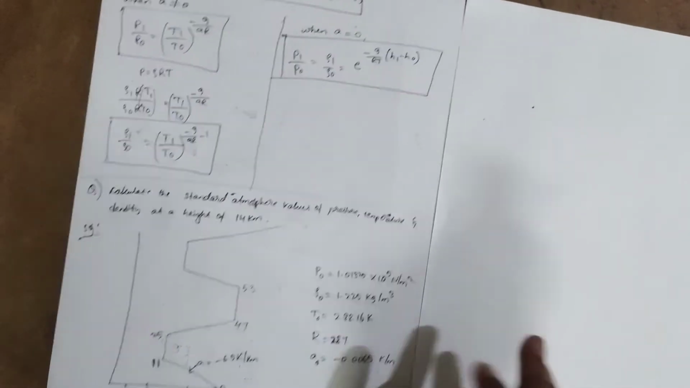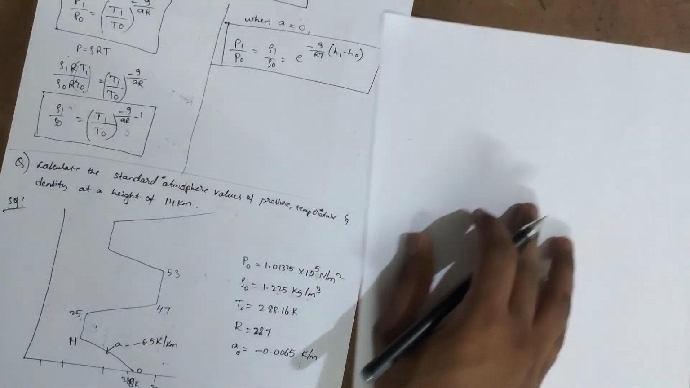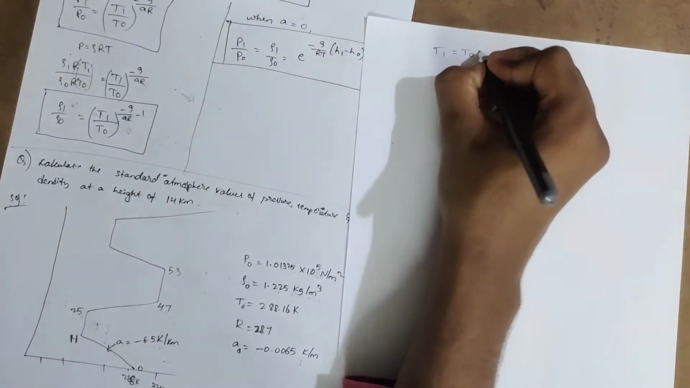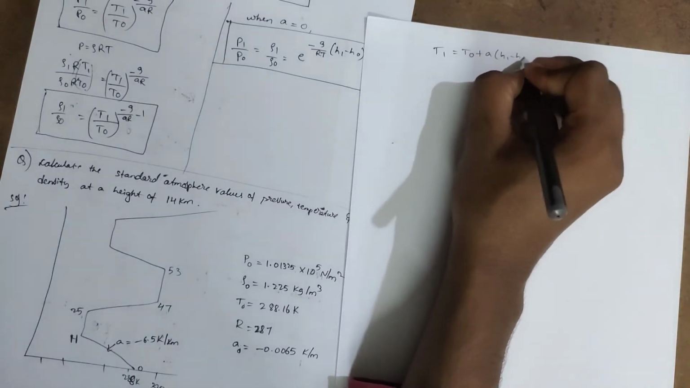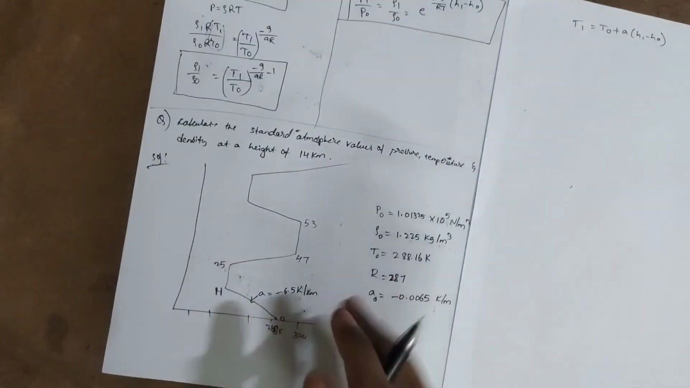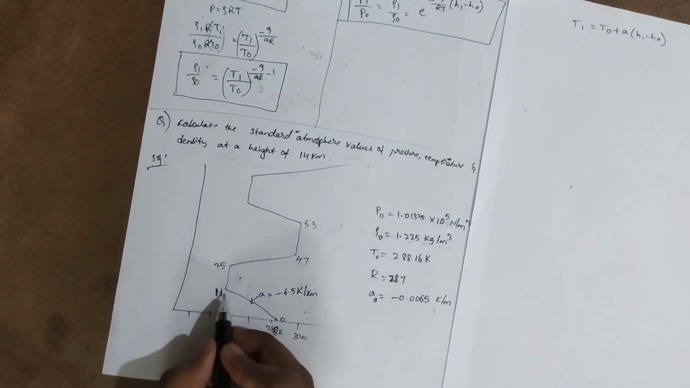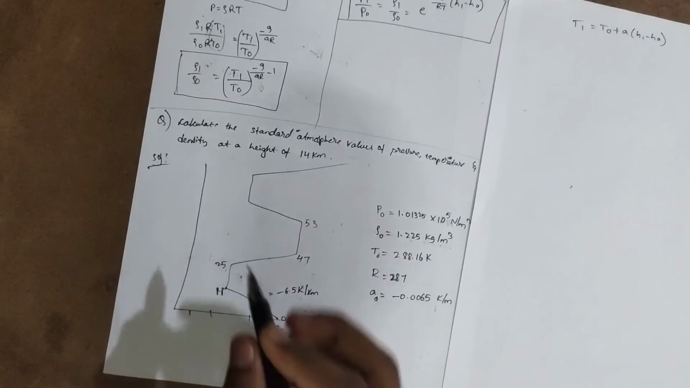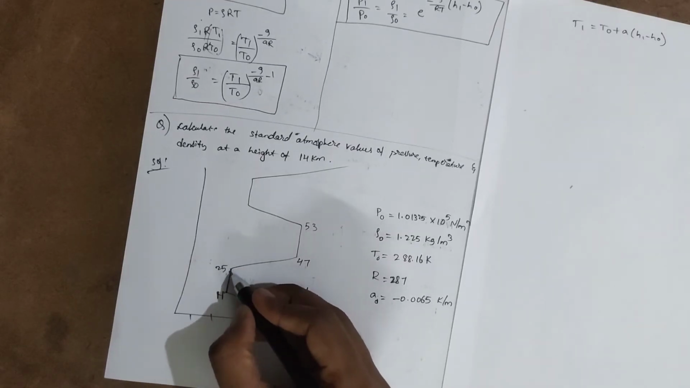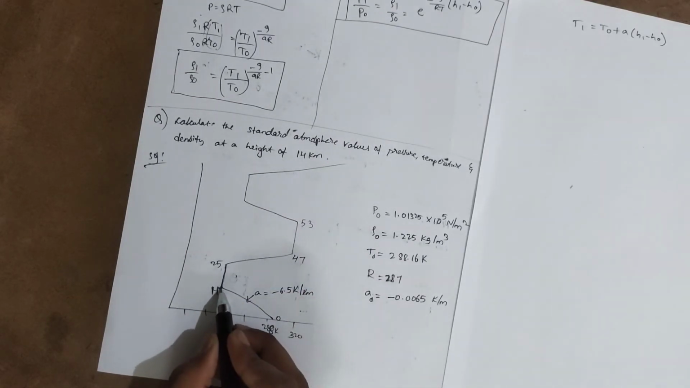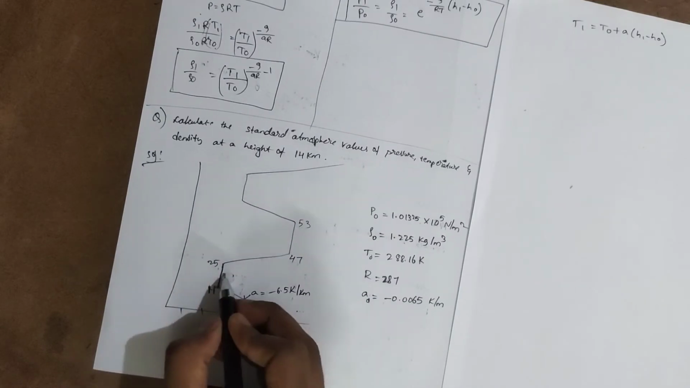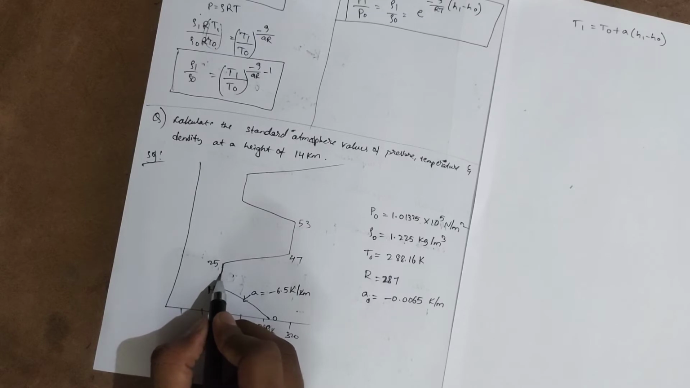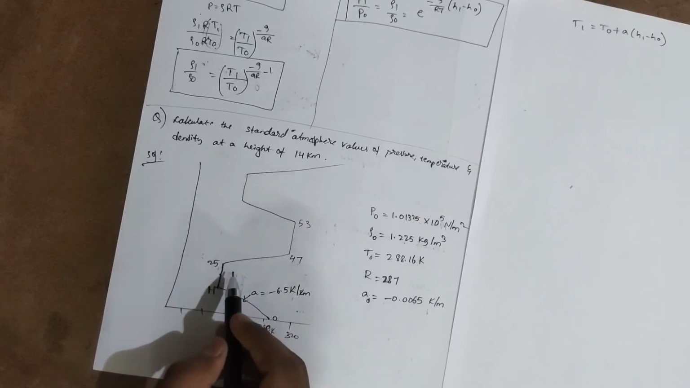So now we'll calculate it. The first step includes the formula of Toussaint. So T1 is equal to T0 plus A into H1 minus H0. Since we were asked with 14 kilometers, we need to calculate the temperature, pressure and density at 11 kilometers first. Since we are having the isothermal region, the temperature at 11 kilometers will be equal to the temperature at 14 kilometers. So from that temperature, we need to calculate pressure and density values at that region.